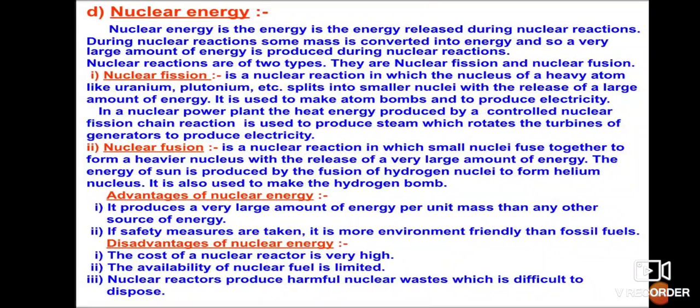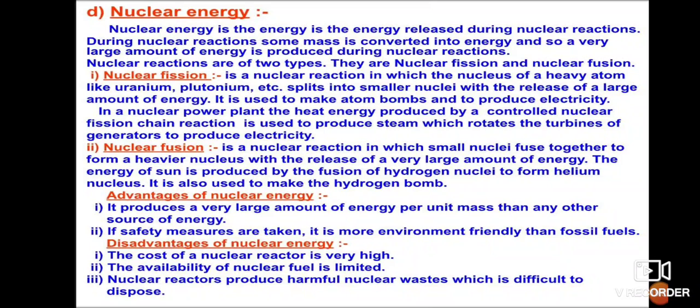You already know that the sun produces a large amount of heat. It has a very high temperature, approximately 22,000 degrees Celsius or Kelvin at the center. You already know that. That is due to nuclear reactions.